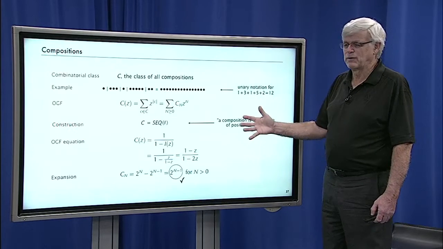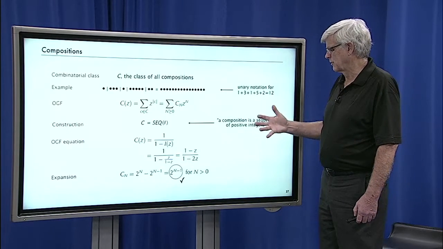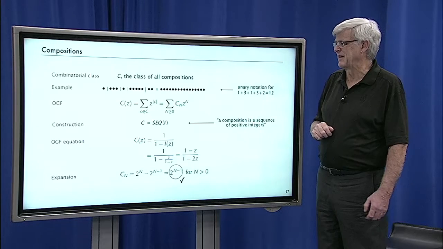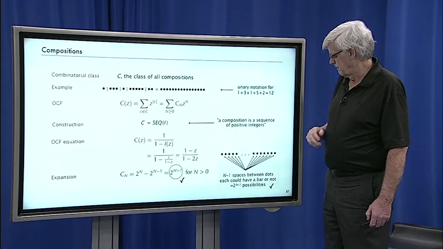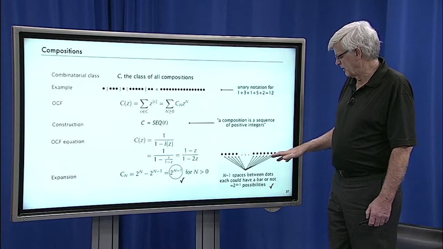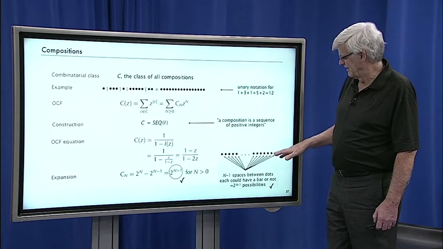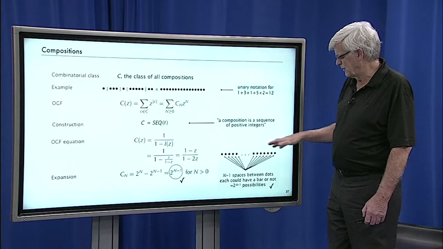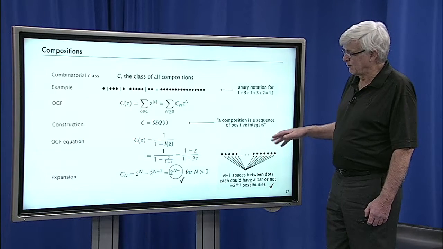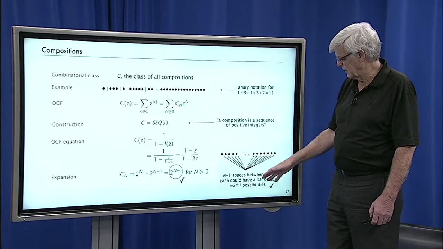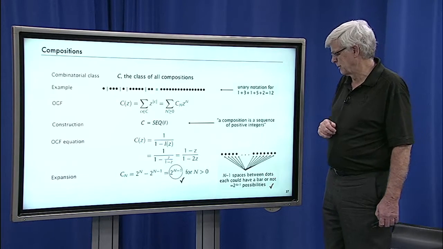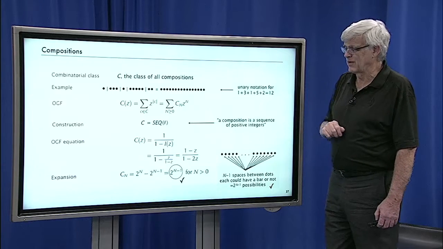So very straightforward to analyze this combinatorial structure with the symbolic method. You can argue combinatorially if you want. There's n minus 1 spaces between the n dots, and every one of them could have a bar or not, so that's why there's 2 to the n minus 1 possibilities in terms of number of compositions.